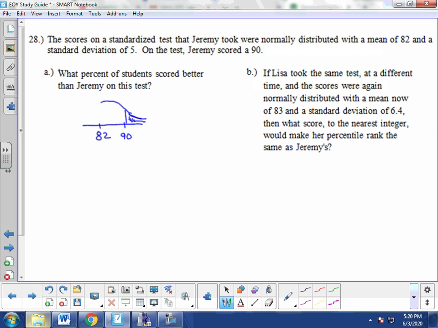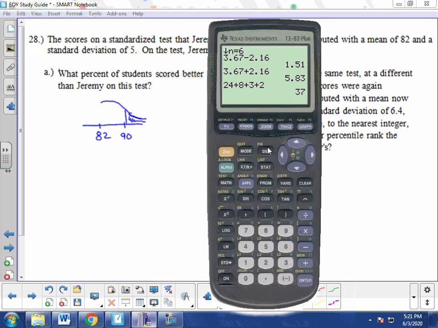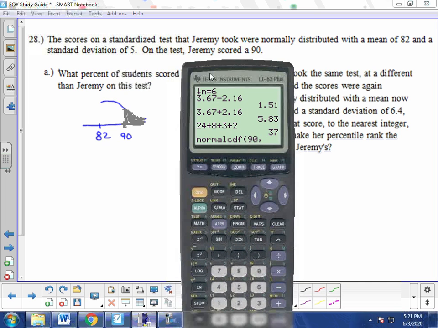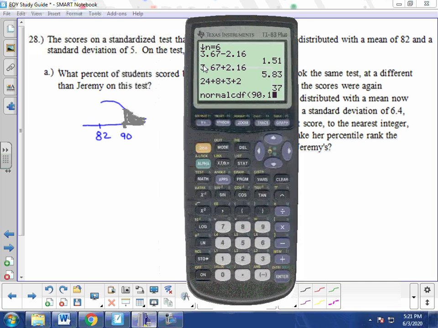So what we can do here is use the normal CDF button on the calculator. So we'll hit second, and then the variable stat key, go down to the normal CDF for distribution. We need first to input our lower bound. Our lower bound is going to be Jeremy's score, 90. Then we need to input our upper bound. So we don't know exactly what the highest score would be, so let's just put in a drastically large number.